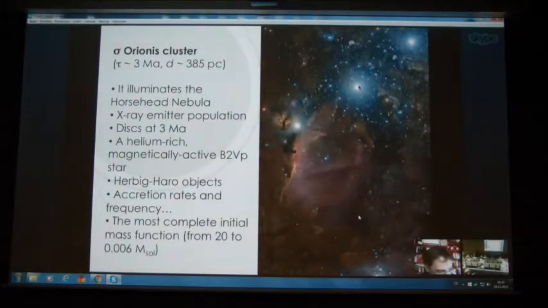Since it seemed that with the 1.5-meter telescope in the Canary Islands, which was very old, I could not investigate well the photometric variability of brown dwarfs in the field, then we decided to go to a young region, which is more distant but much younger. Distance is around 385 parsecs, and the age is 3 megayears. Just for comparison, in the field what you get is ages of the order of gigayears and distances of the order of 10 to 20 parsecs.